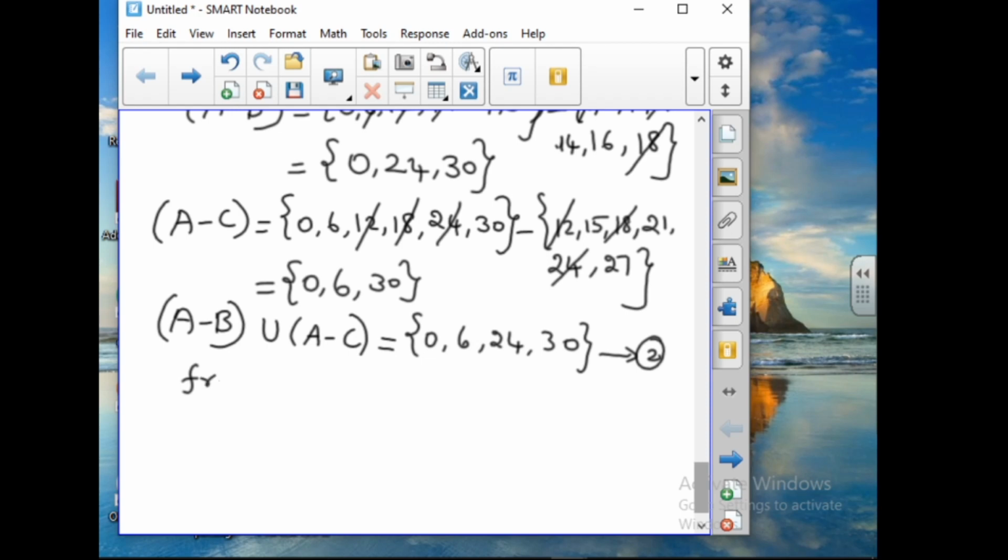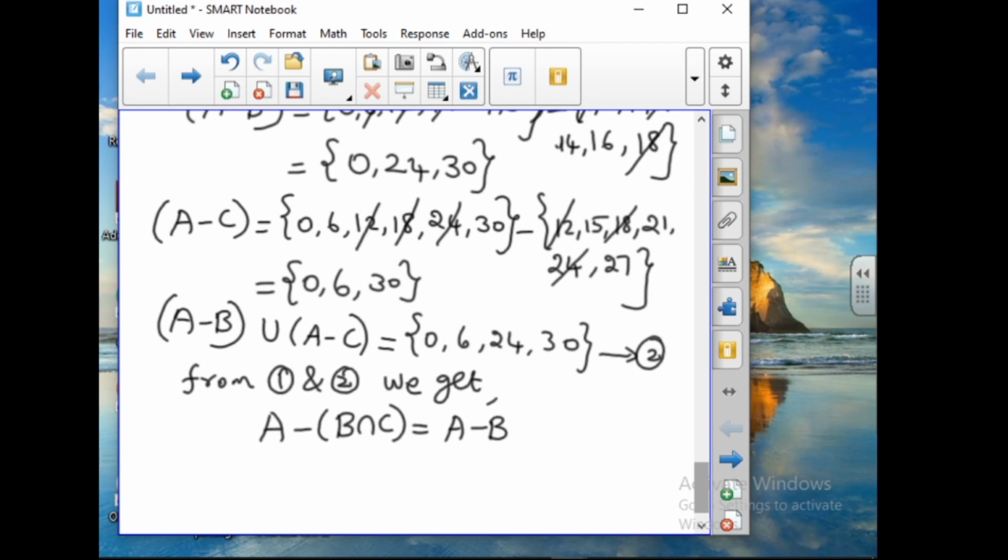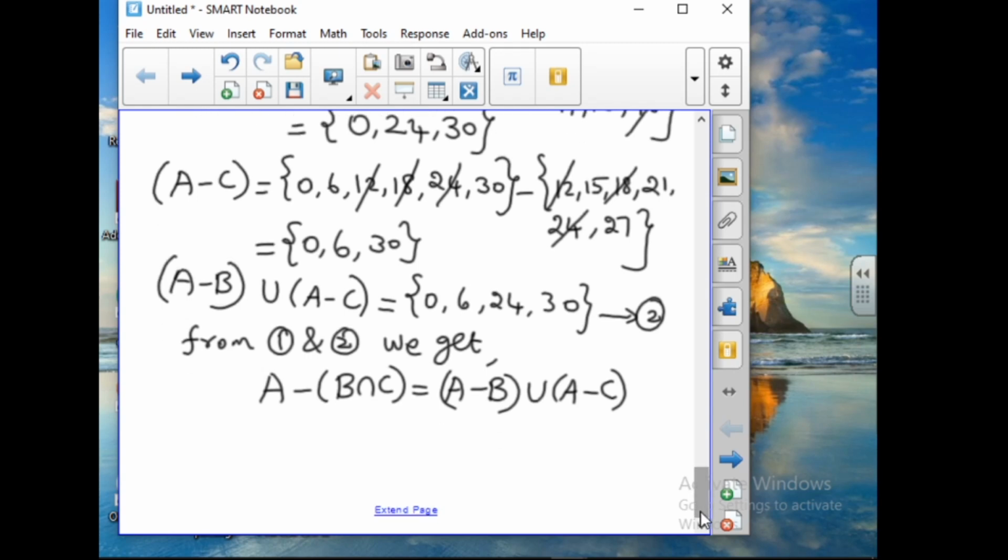So from 1 and 2 we get A difference B intersection C is equal to A difference B union A difference C. This sum is over.